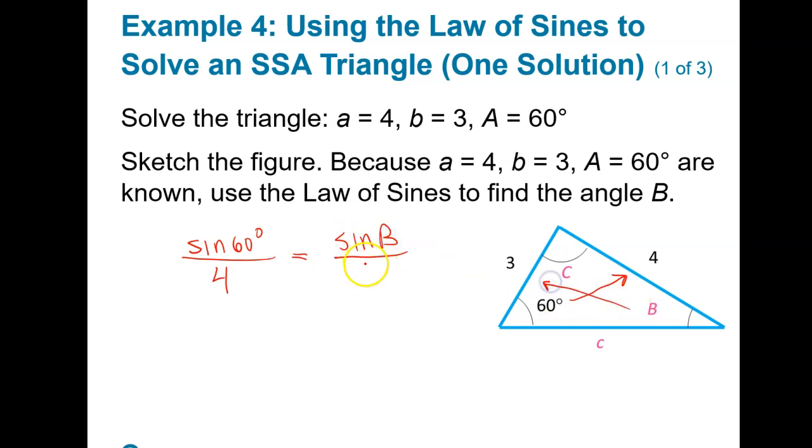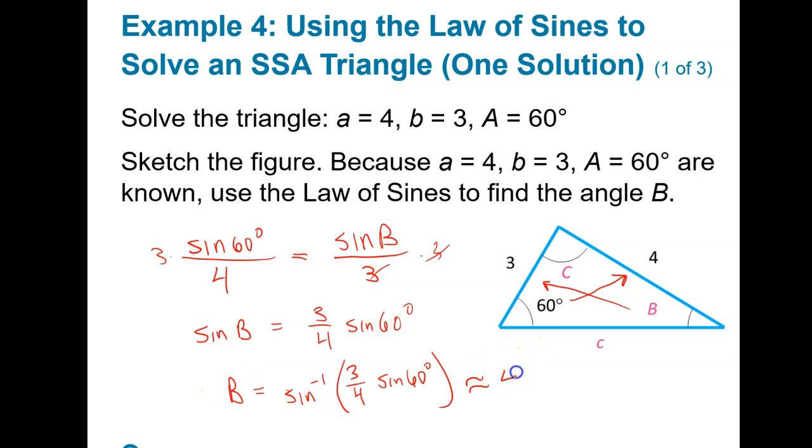So the sine of B is equal to 3/4, multiplying this 3 over is all I'm doing, 3/4 the sine of 60. So for B, the inverse sine, I get approximately 40.51, so about 40.5 degrees. Then we can get C from 180 minus 60 minus 40.5, which is 79.5.